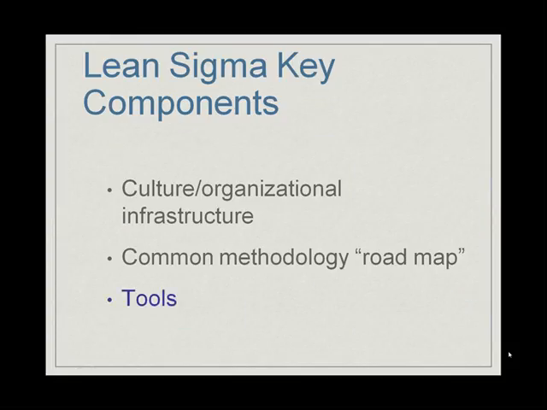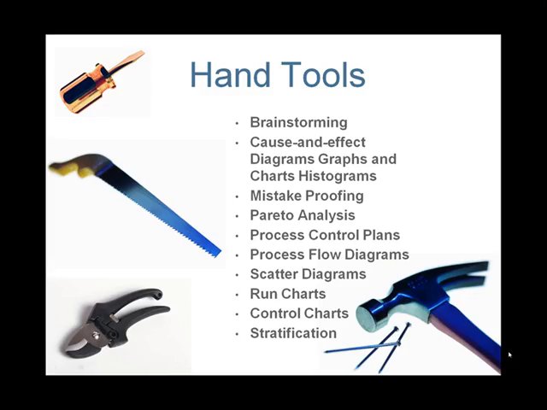So let's take a look at some of the tools. There's really two sets of tools. One set of tools we call hand tools. These are things such as brainstorming, cause and effect diagrams, graphs, charts, histograms, mistake proofing, Pareto analysis, process control plans, process flow diagrams, scatter diagrams, run charts, control charts, stratification. Many of these you could simply do with a pen and paper.